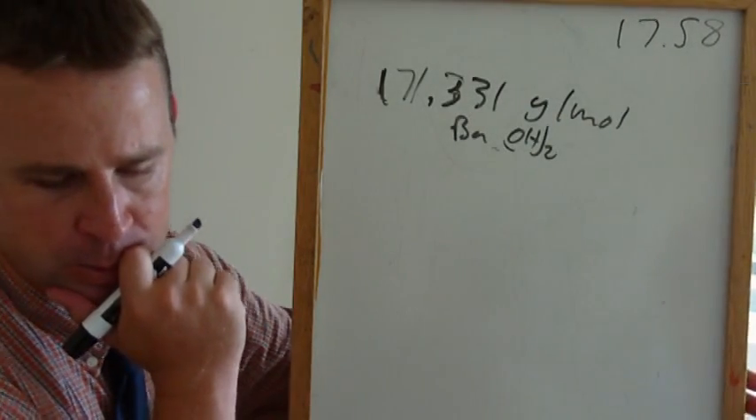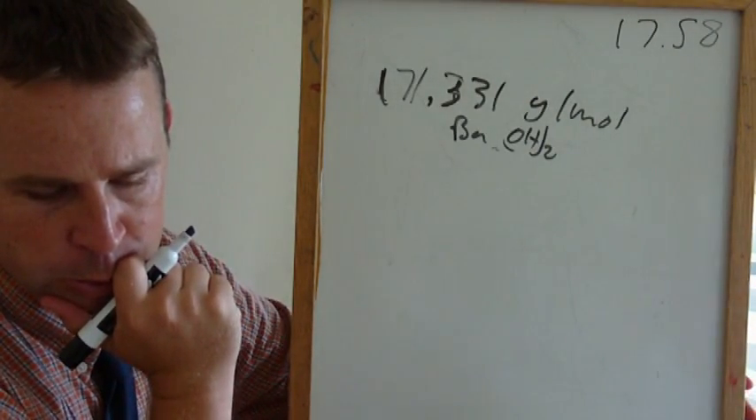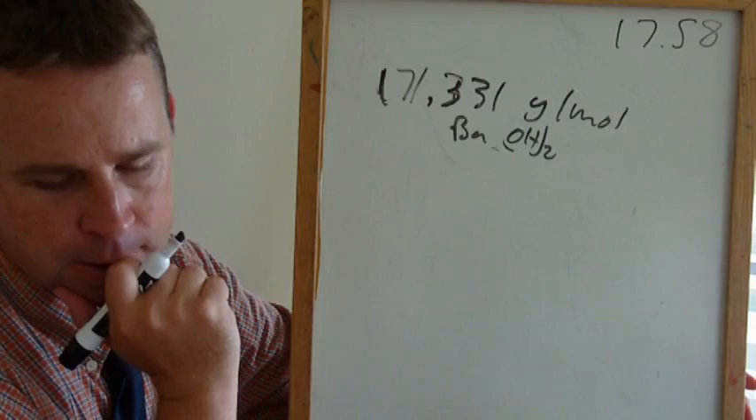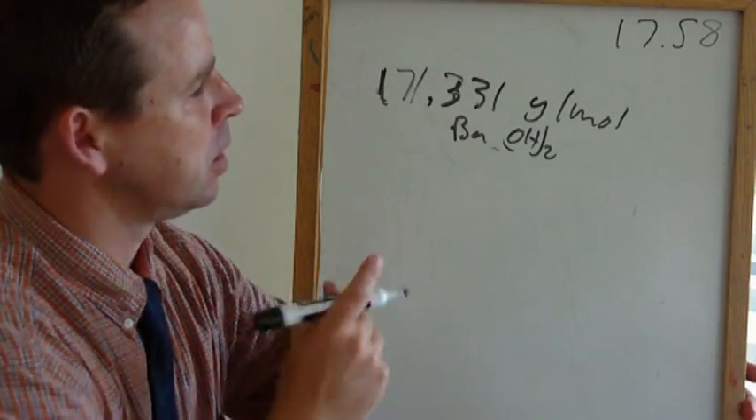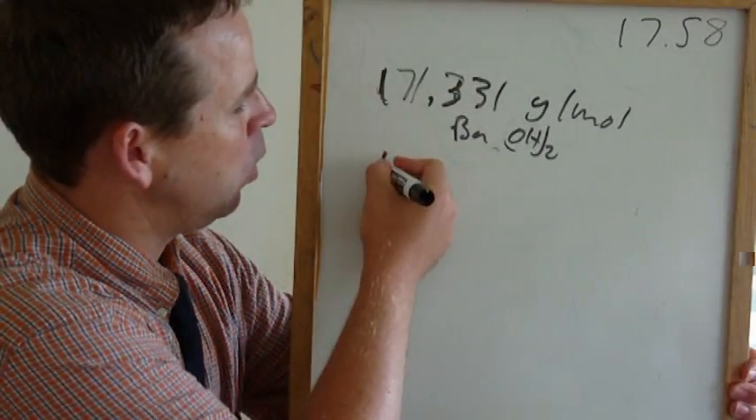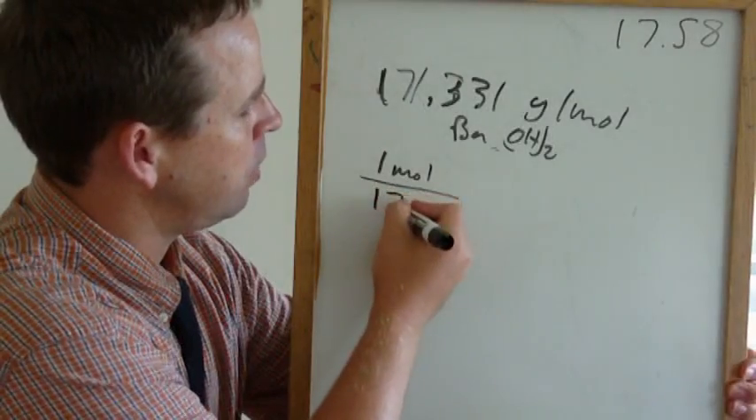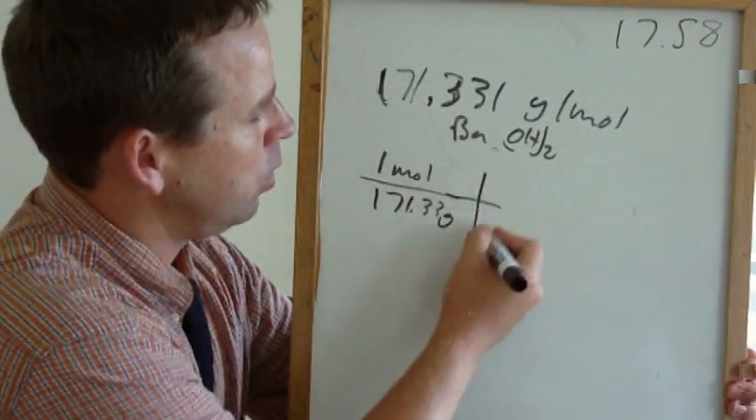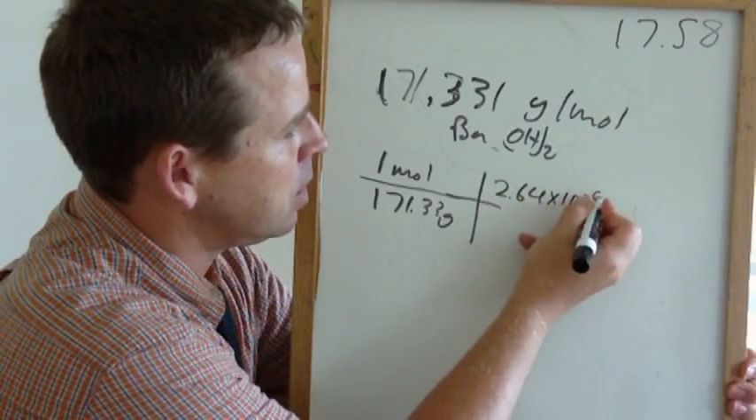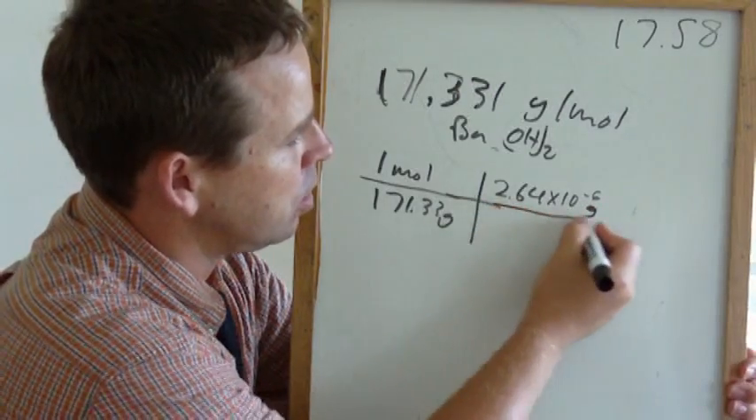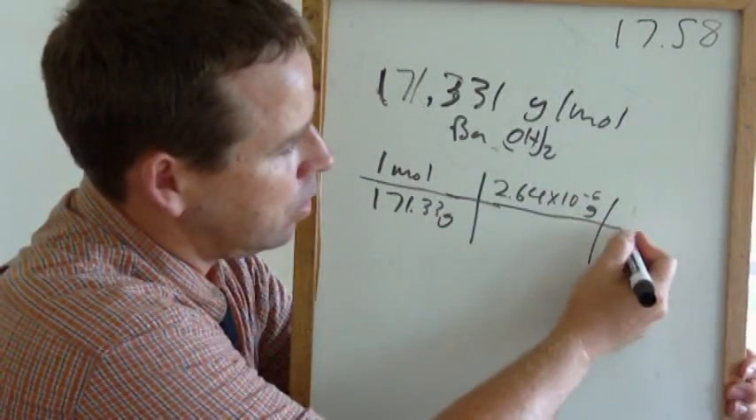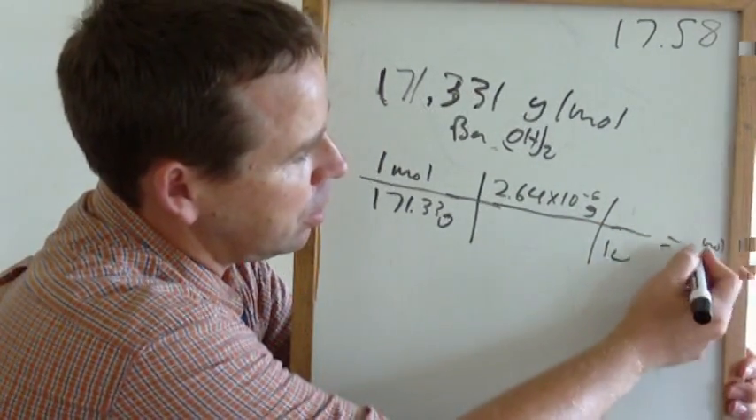And we said that we added 2.64 times 10 to the minus 6 grams, or 2.64 micrograms. So 1 mole is 171.33 grams. We added 2.64 times 10 to the minus 6 grams. So this will tell us how many moles there are, and it says that it's in 1 liter. So this will tell us how many moles per liter.